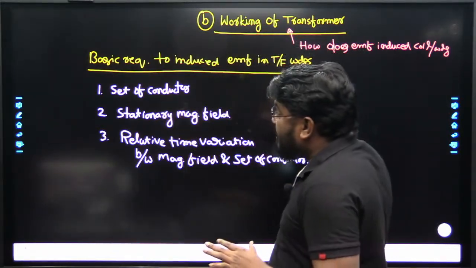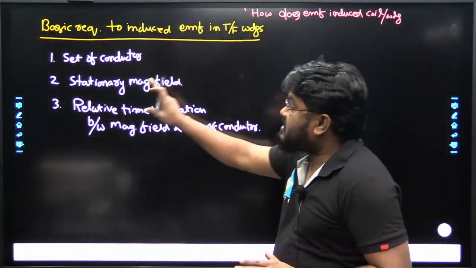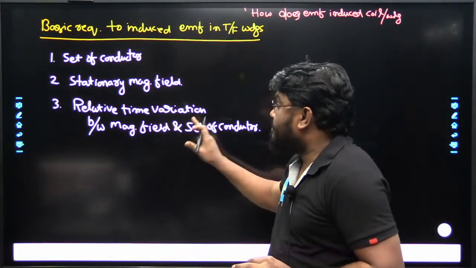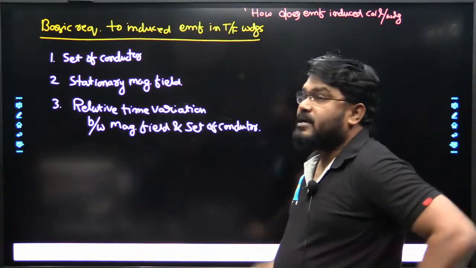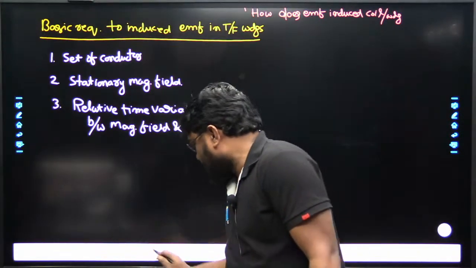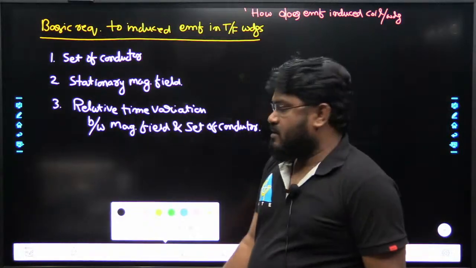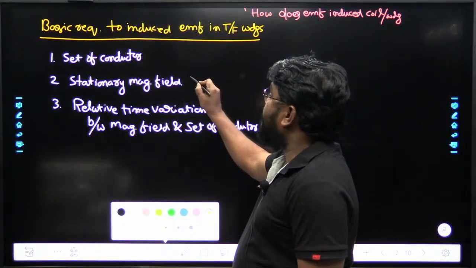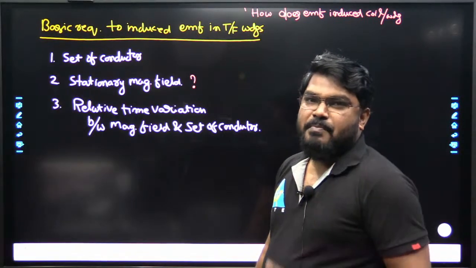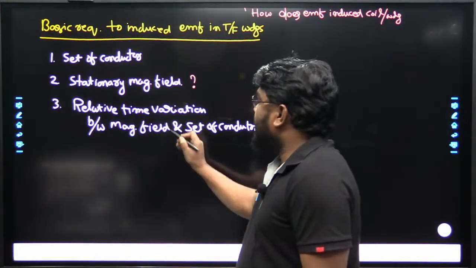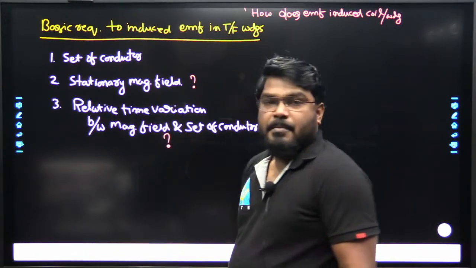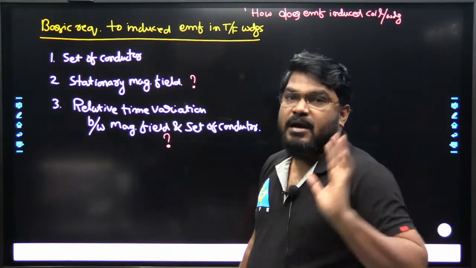So one is the set of conductors, the stationary magnetic field, and relative time variation between the magnetic field and set of conductors. Now we have some questions. I will tell you the possible questions. First one: what is meant by the stationary magnetic field? This is one possible question. And next: what is meant by the relative time variation between the magnetic field and set of conductors?